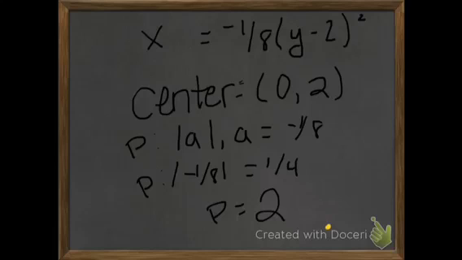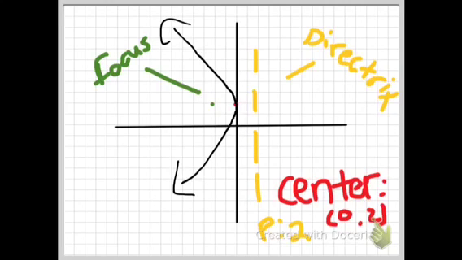Now we're going to graph it. As I said, p is the distance from the vertex to the focus and from the vertex to the directrix. So the center, or the vertex, is in red, and p is 2, so you're going to go back 2 for the directrix and up 2 for the focus. And that is how you graph a parabola.